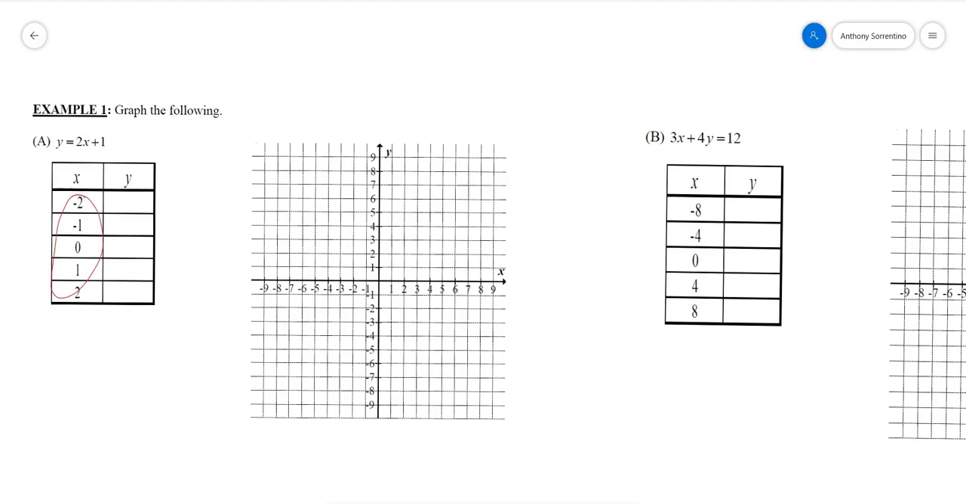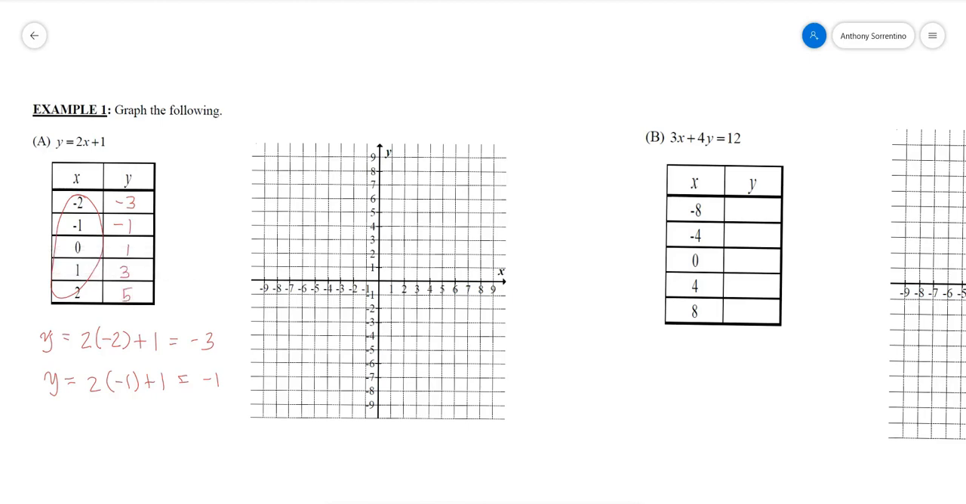To find the y values, for -2, for instance, I would do 2 times -2 plus 1, which is -4 plus 1, which is -3, and get the y coordinate. And do the same thing for -1: -2 plus 1 is -1, and you would continue doing that down the line until you get all the values that you need.